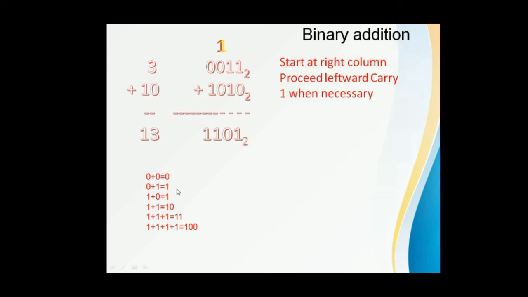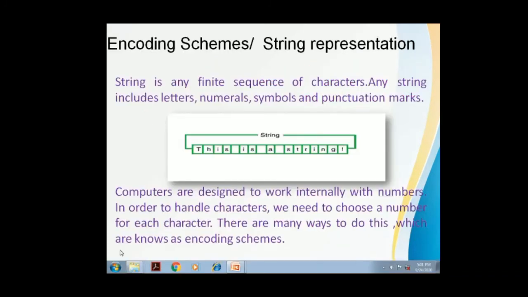0 plus 0 is equal to 0, 0 plus 1 plus 1 is equal to 2, which is equal to 10. 111, if we add, it is 3, binary representation is 11, and if we add 4 times 1, it is 4, and binary representation of 4 is 100.